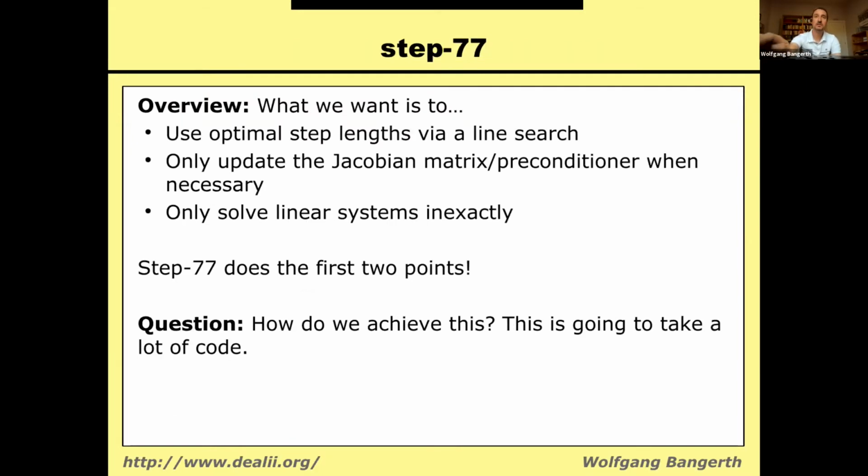So the goal for this Step-77 program that I set for myself is that I would like to have a program that does optimal step lengths via line search, and only updates the Jacobian matrix and the preconditioner when necessary, and if possible, also solves the linear system inaccurately with a tolerance that makes sense. Step-77 actually only does the first two of these.